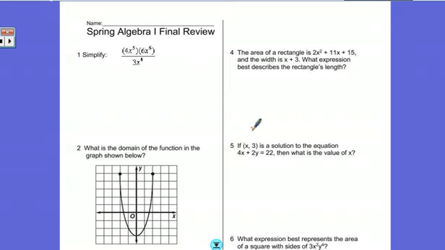So we're just going to multiply. So when I multiply, I do 4 times 6, which is 24. And when I multiply, I add my exponents. So 5 plus 6 is 11. 3x to the 4th. Good. And then we just divide. So 24 divided by 3 is 8. And then when I divide, I subtract my exponents. So 11 minus 4 would be x to the 7th. That's it. Done.